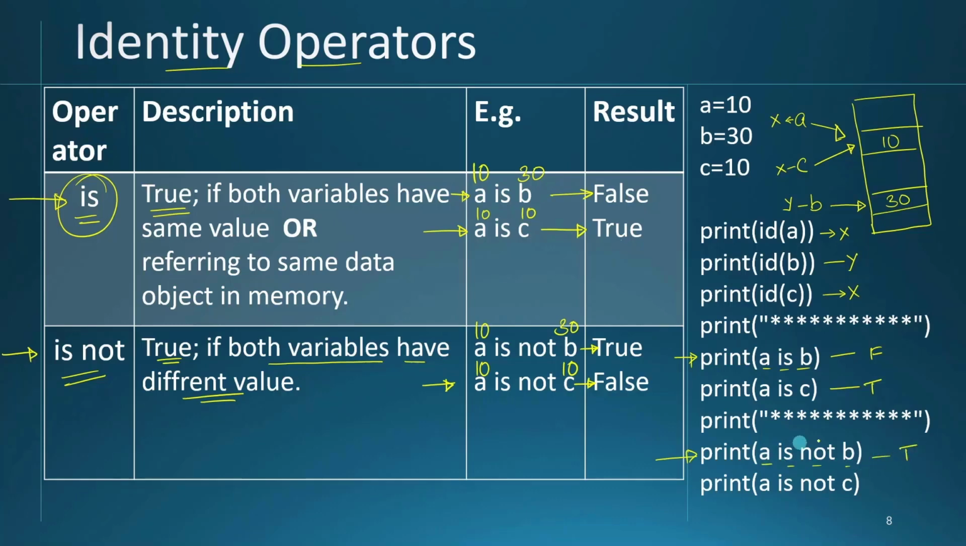This is true because actually they are not the same. They are referring to different objects. And the last print statement, trying to print a is not c. This is false because actually they are the same. A and C are pointing to the same object.